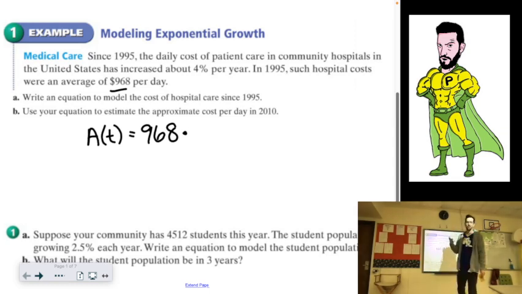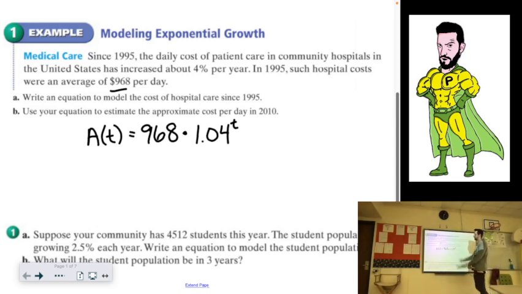Now it says it's increasing 4% each year. So that would be 100 plus 4, 104%. But we always do the decimal version of that, 1.04, and that will be to the t power. Again, it doesn't matter if you want to use y's and x's, but t is like the number of years that has passed. So here's our general equation.